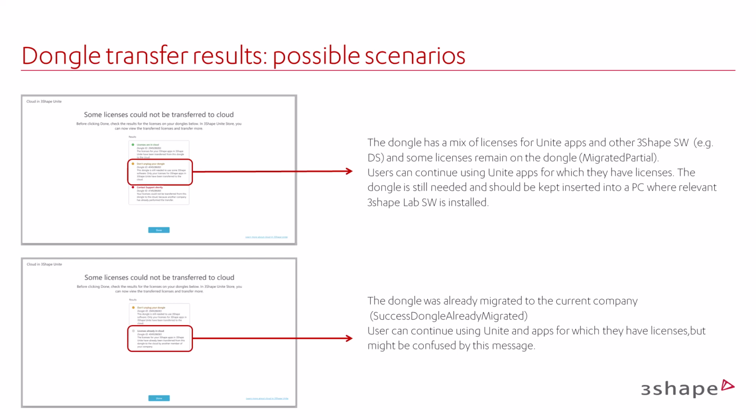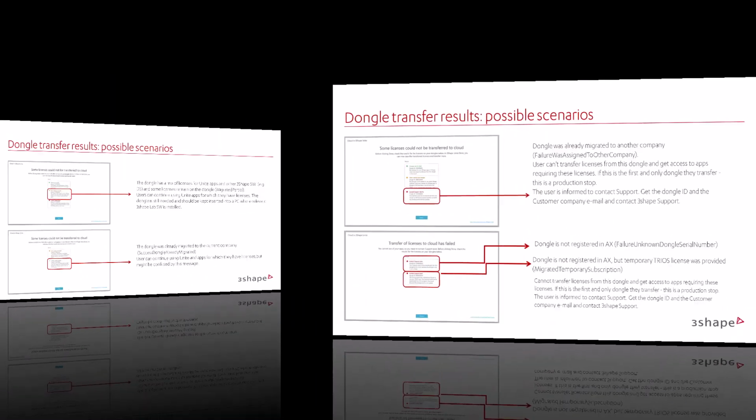The second image illustrates a scenario where the dongle has already been migrated to the current company. In this case, the user will still be able to use Unite apps for which they have licenses, but may be confused by this message. To clarify, we can inform the end user that the licenses have already been migrated to the company and they can use Unite 24.1 without any issues.